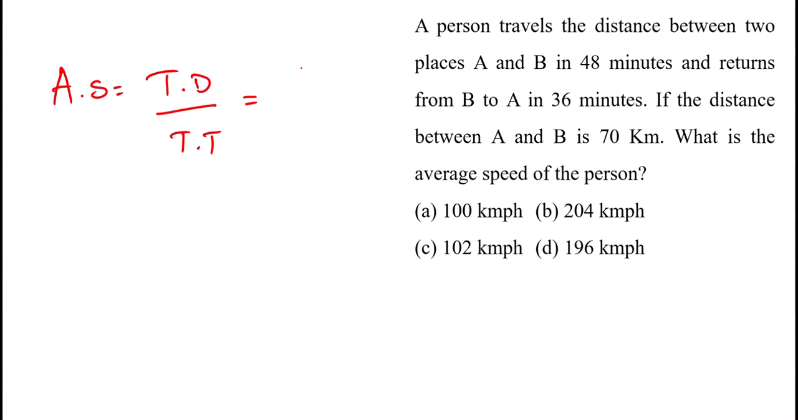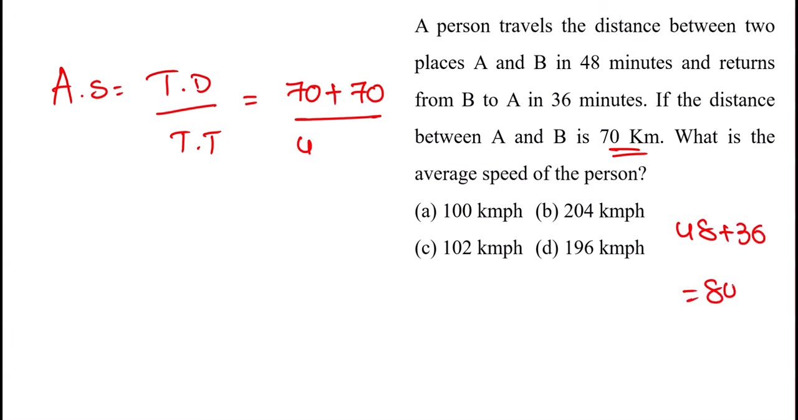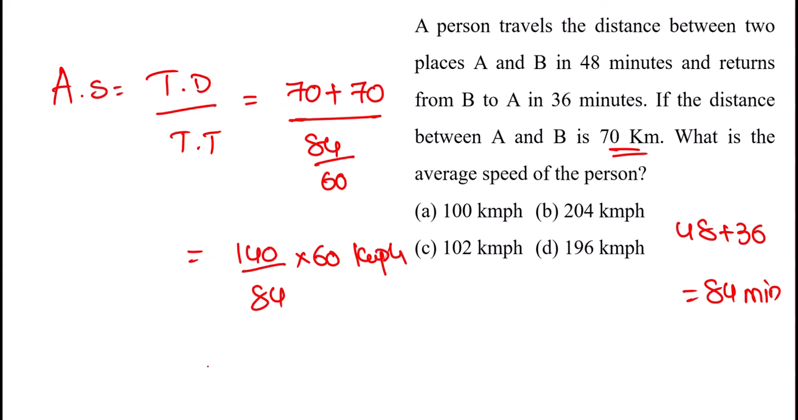Okay, so now here you are traveling from A to B, then B to A. A to B distance is 70. Total distance is 70 plus 70, 140 you travel. Total timing is 48 minutes and 36 minutes. 48 plus 36 is nothing but 84 minutes. That is in minutes, you want it in hours. As you can see in the denominator, the units are kilometer per hour. So 84 divided by 60. So 140 divided by 84 into 60 kilometer per hour. 100 is the answer.